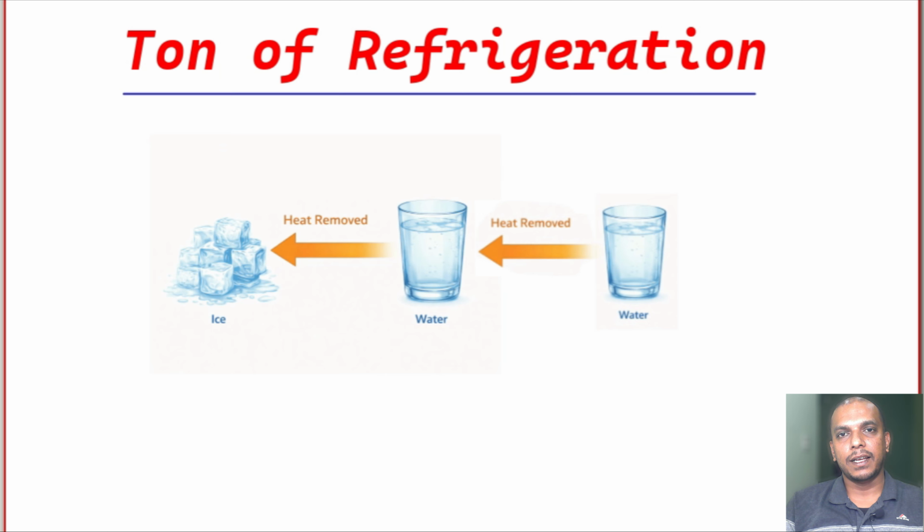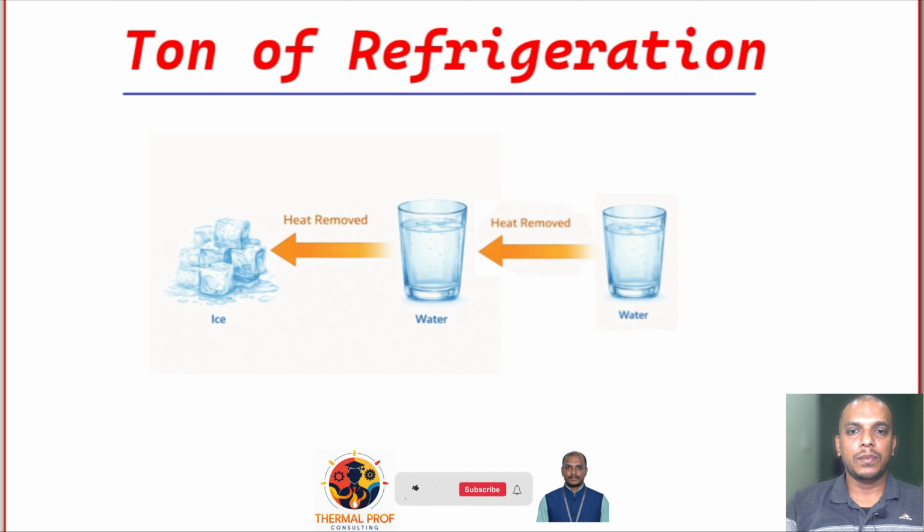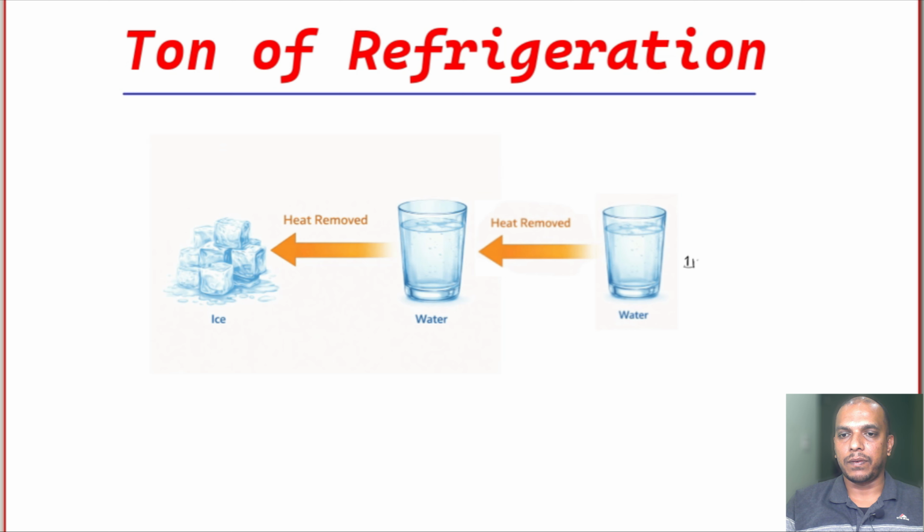In this video, we will learn what is ton of refrigeration. Now, before we consider the definition of ton of refrigeration, let us start from water. Let us say we have 1 kg of water, and the temperature of water is 20 degrees Celsius. At atmospheric pressure, at this temperature, it will be in the liquid state.